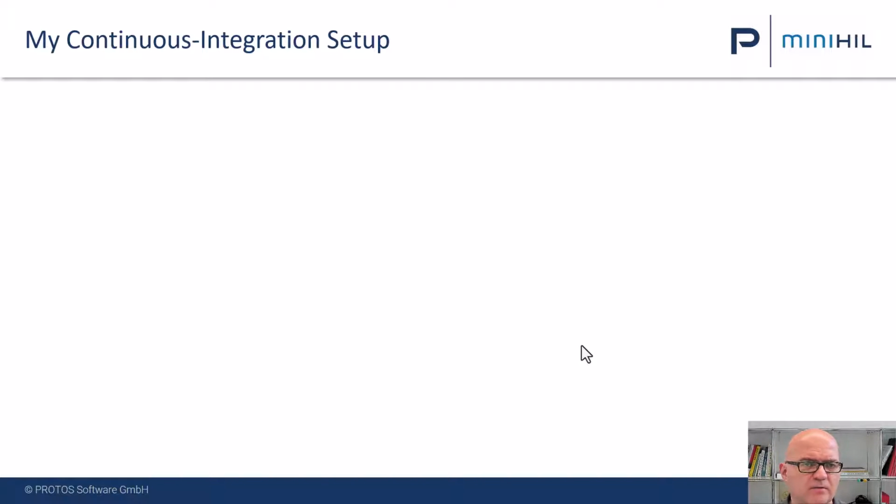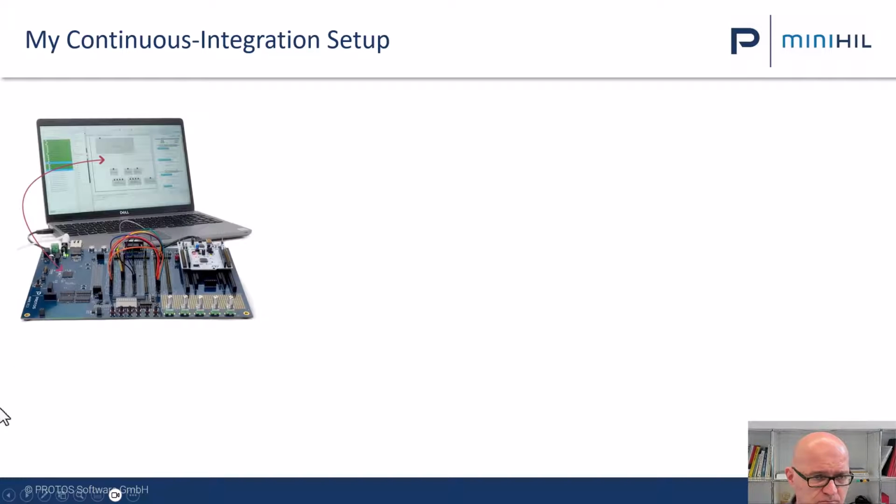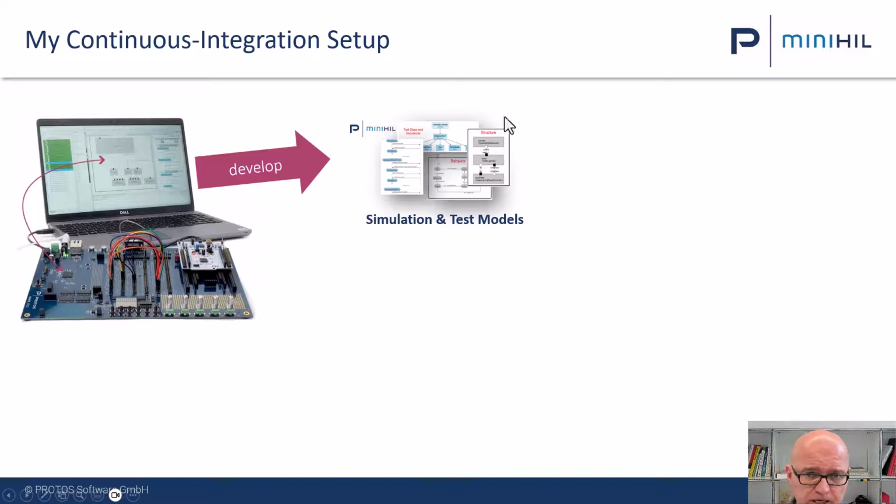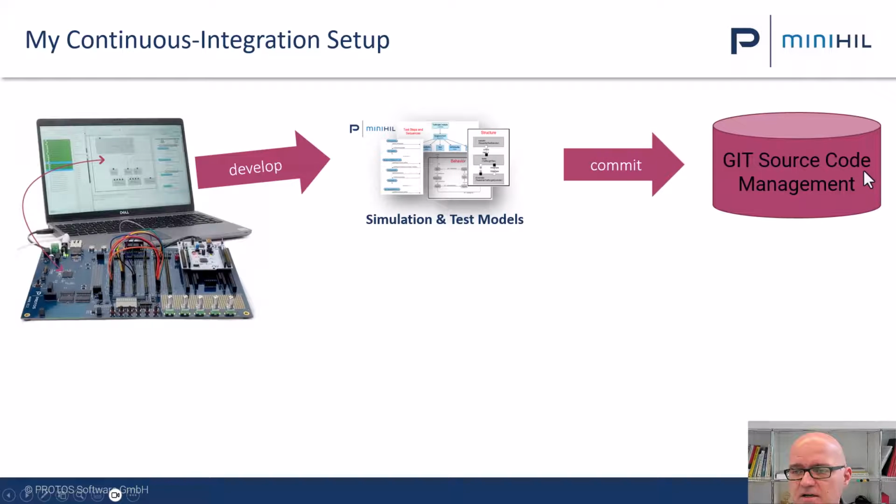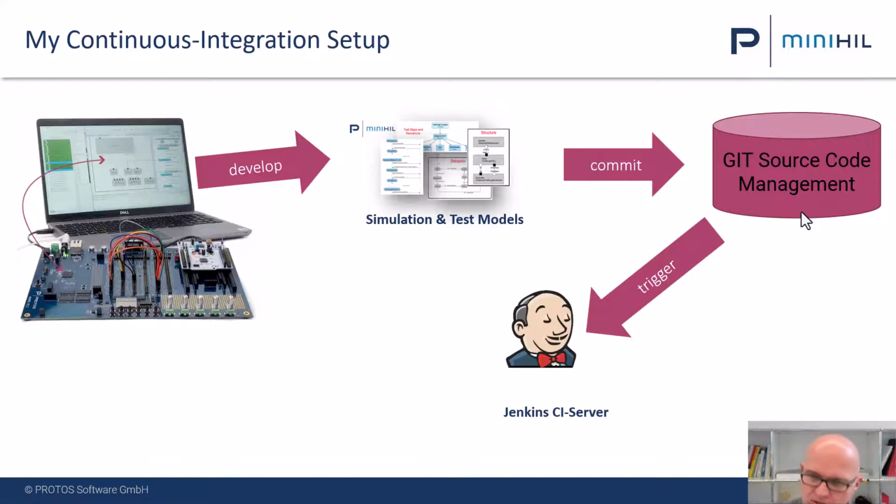So now let's have a look at my continuous integration setup for the demo. I have the laptop with my development environment for the test cases and the system under test. I develop the simulation and the test models. Then I commit everything to the Git source code management system, also locally on my computer. I have a Jenkins CI server, continuous integration server, also locally on my computer.